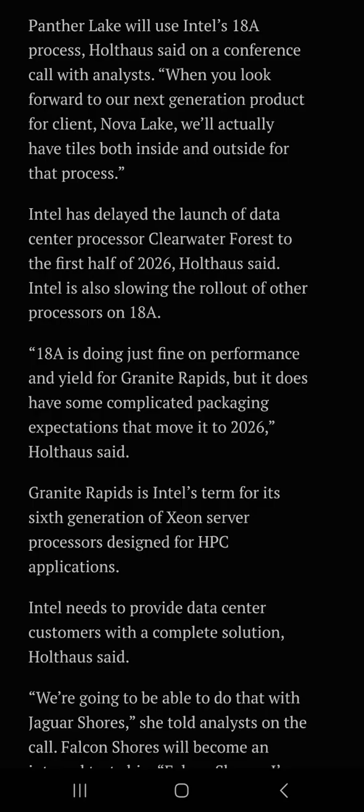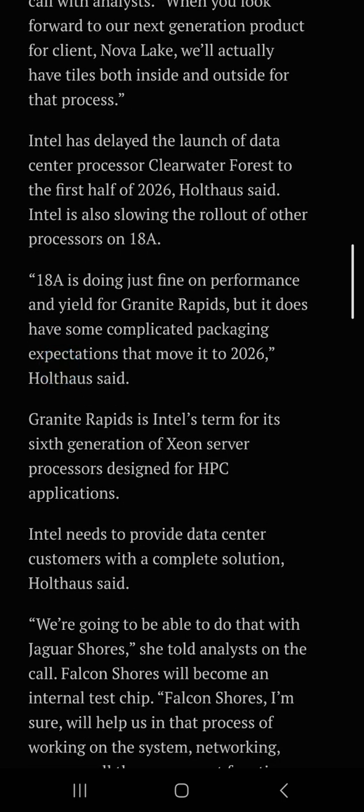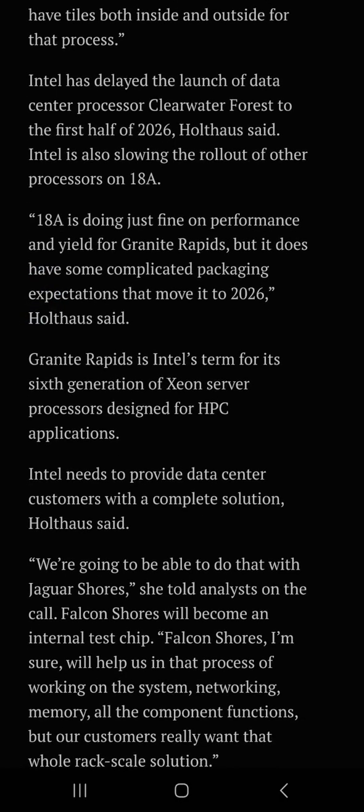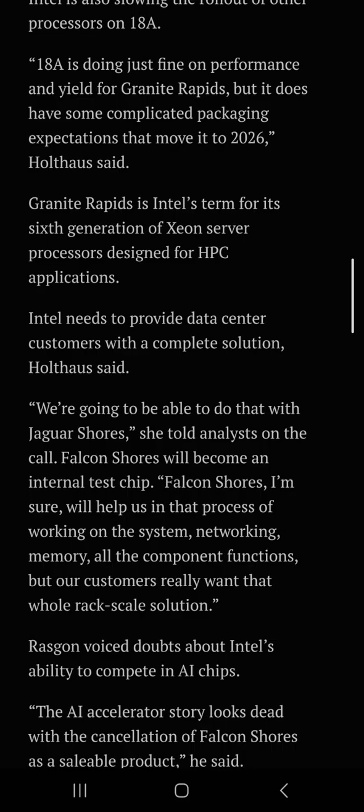Intel is also slowing the rollout of our other processor on 18A. The 18A Granite Rapids is doing just fine. The performance and yield for Granite Rapids are good, but it does have some complicated packaging expectations that move it to 2026, Holthaus said. Granite Rapids is an Intel term for its sixth generation of Xeon server processor designed for HPC applications.